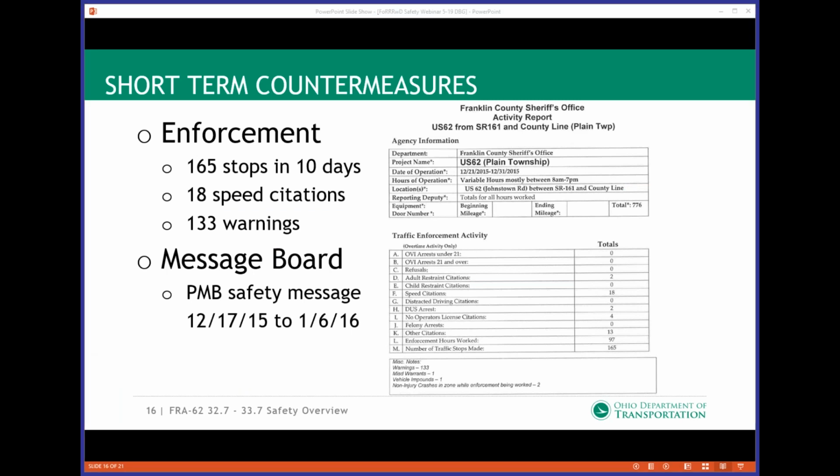Then there was the enforcement. When the sheriff was out there for about a week, they had about 165 stops. Some citations, but most of what they had was warnings. They had 133 warnings. And then we also had the portable message board set up from December 15 through the beginning of January.